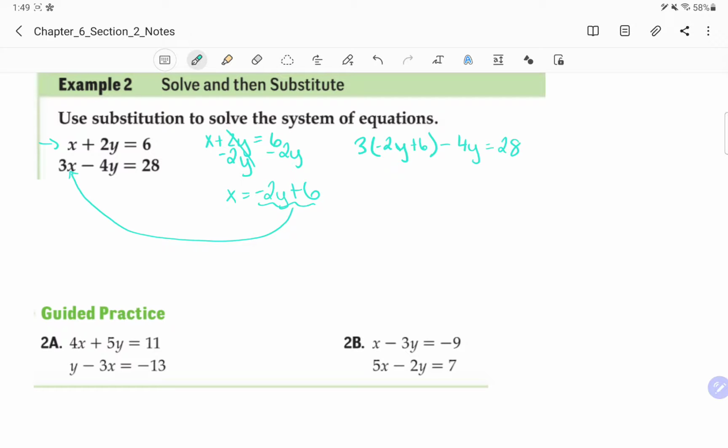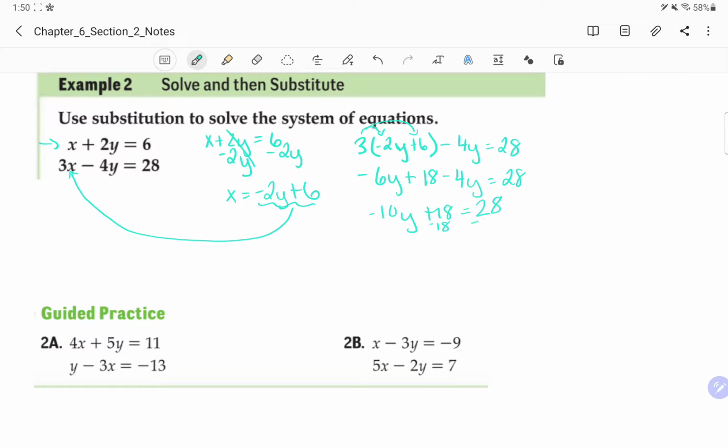All right. So I substituted in what my x is equal to, which put everything in terms of y. So now I have one variable and I can solve. So I'm going to distribute in my 3. So negative 6y plus 3 times 6 is 18 minus 4y is equal to 28. Then I'm going to take negative 6 and negative 4 and combine those, and that'll give me negative 10y plus 18 equals 28.